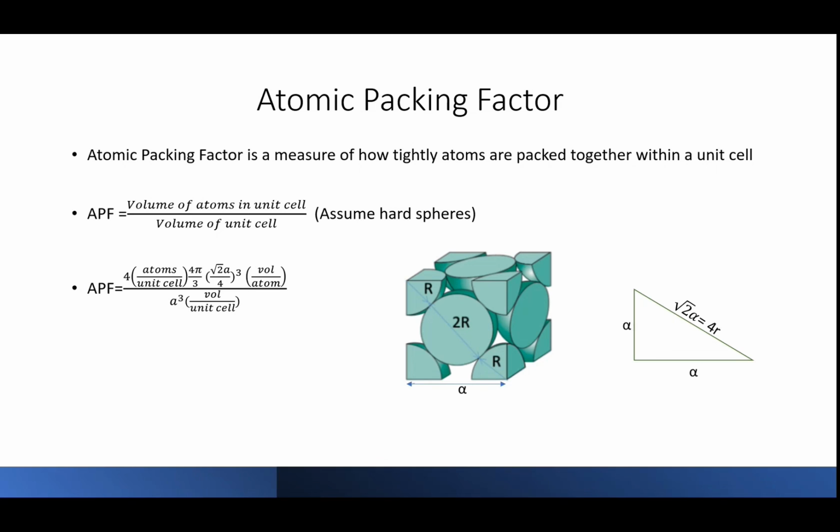The equation is the volume of atoms divided by the volume of the unit cell. It should be noted the atoms are assumed to be hard spheres. The volume of atoms in a unit cell is calculated by multiplying the total volume of one atom by the number of atoms in the cell. Hence, this 4 here, and this side of the equation shows the volume of one atom. This is then divided by the volume of the unit cell, which can be seen here, 8 cubed.